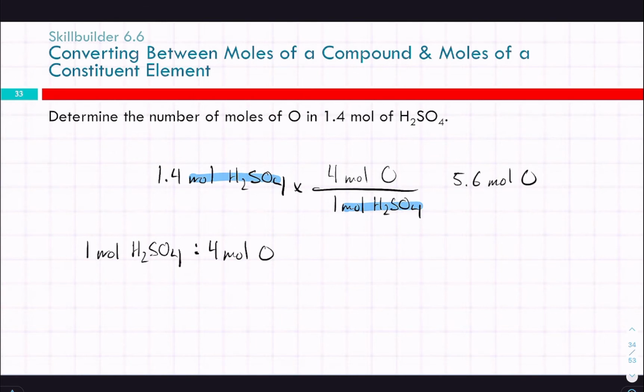I think the only time that it gets a little bit more tricky is if you had something like calcium nitrate. So if we wanted the ratio here of oxygen, the only thing that's more tricky is that you now have to multiply 2 by the number of oxygen atoms inside here. So for every 1 mole of calcium nitrate, we would have 6 moles of oxygen.